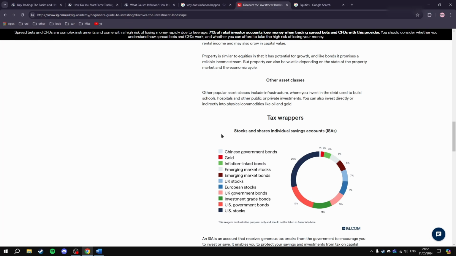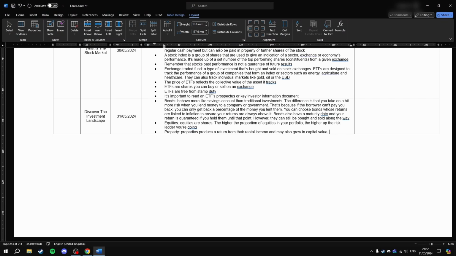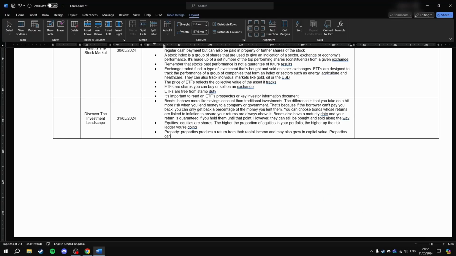Property is similar to equities in that it has potential for growth, and like bonds, it promises a reliable income stream. But property can also be volatile depending on the state of the property market and the economic cycle.